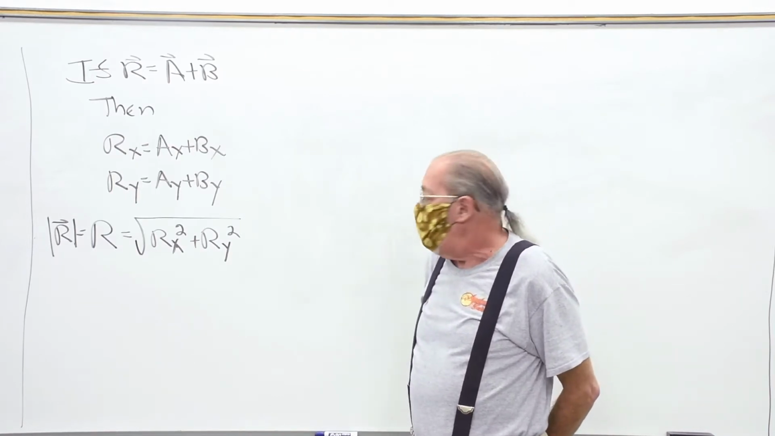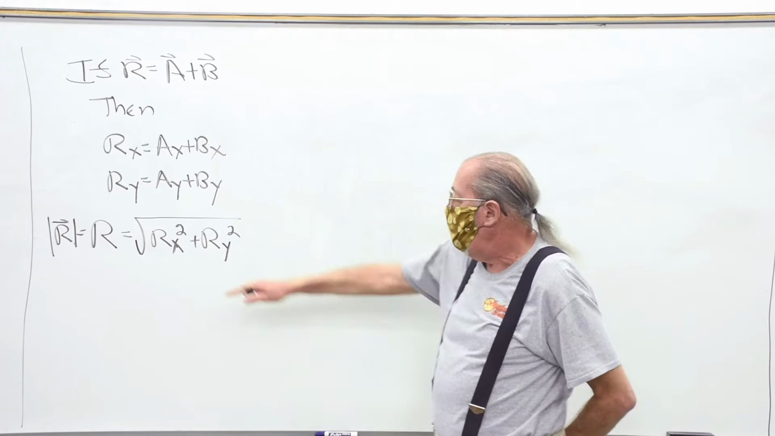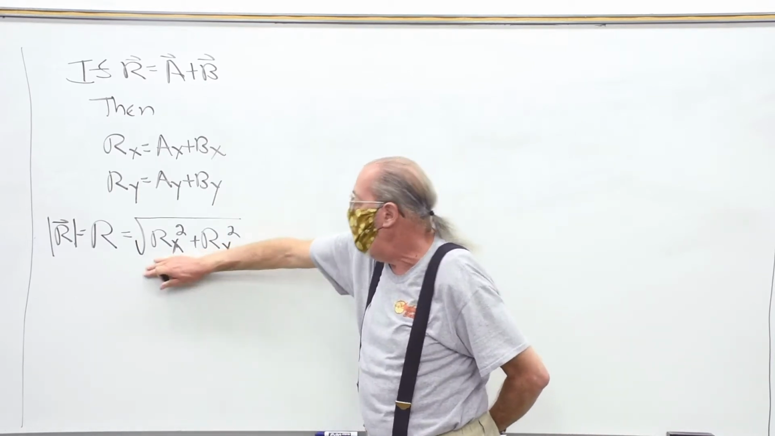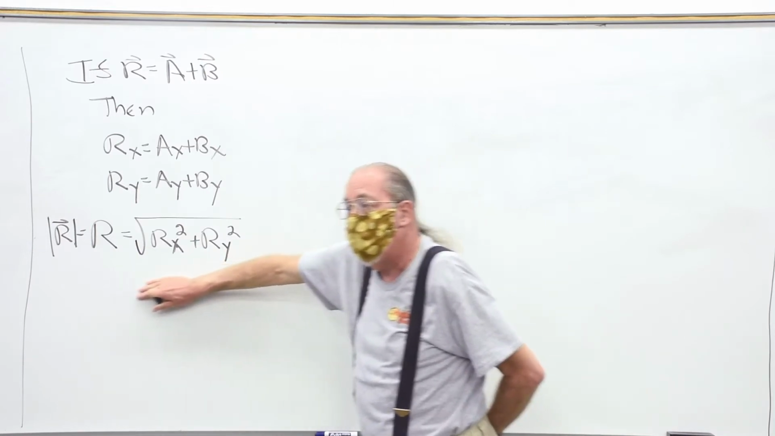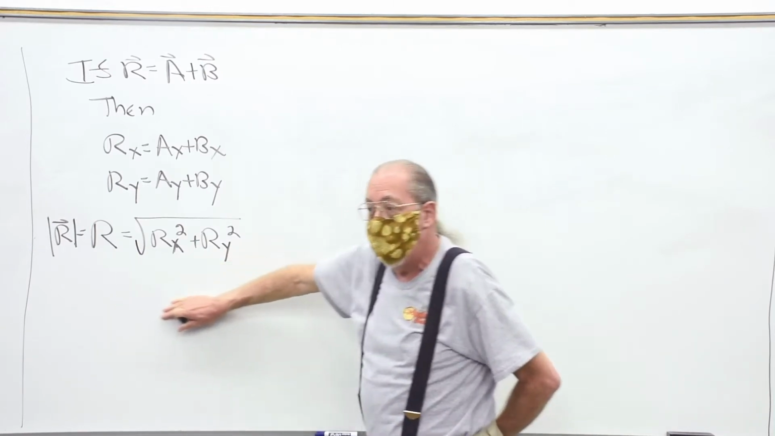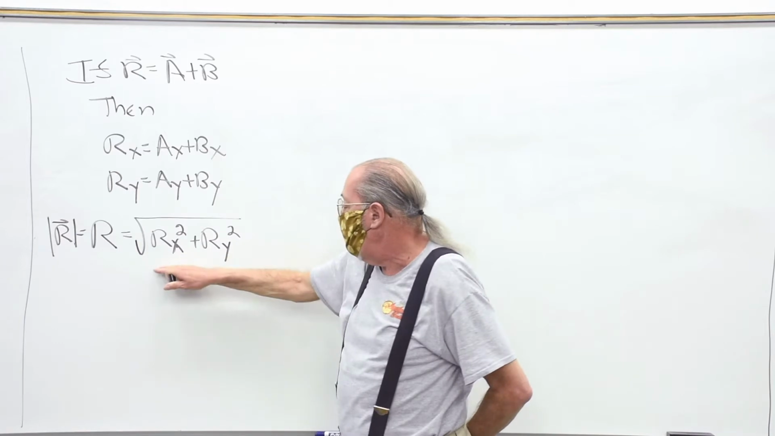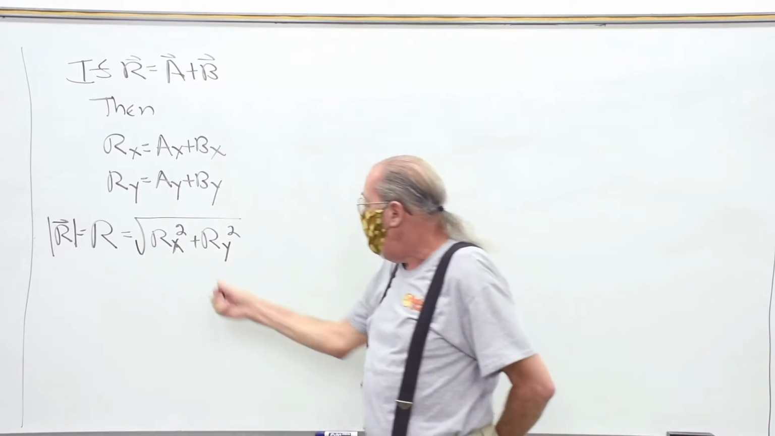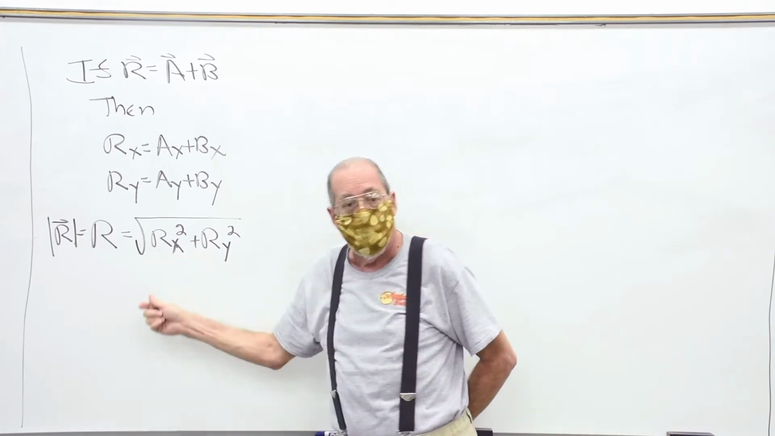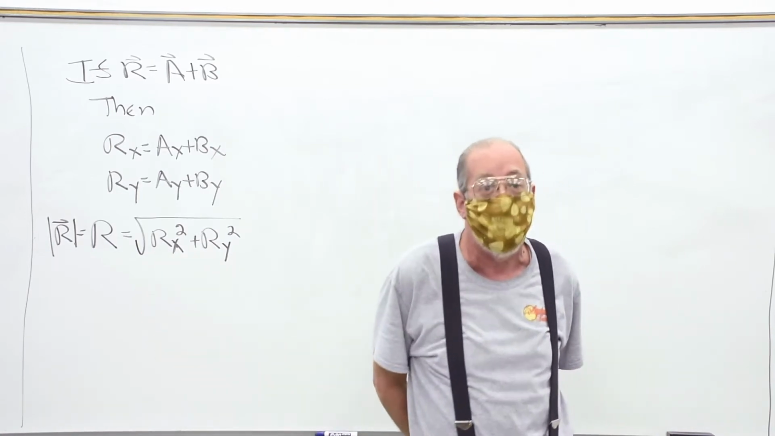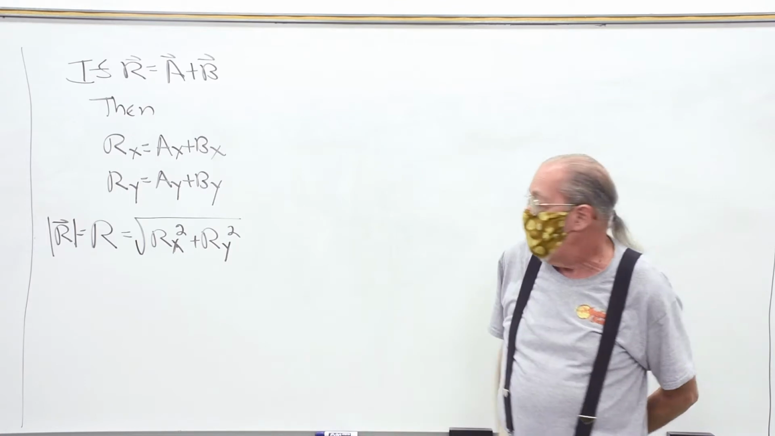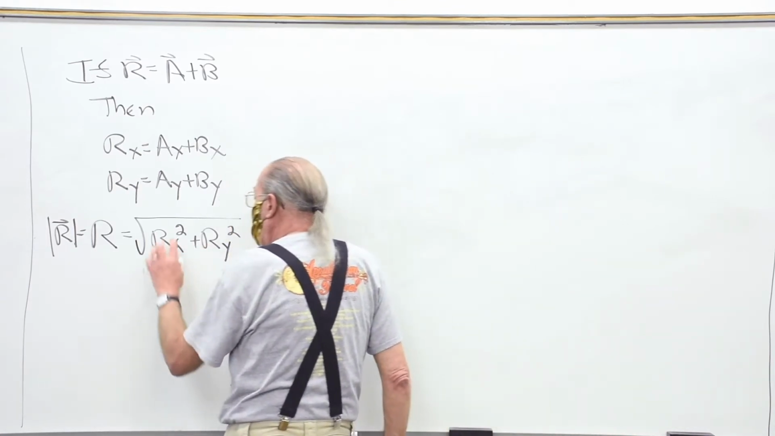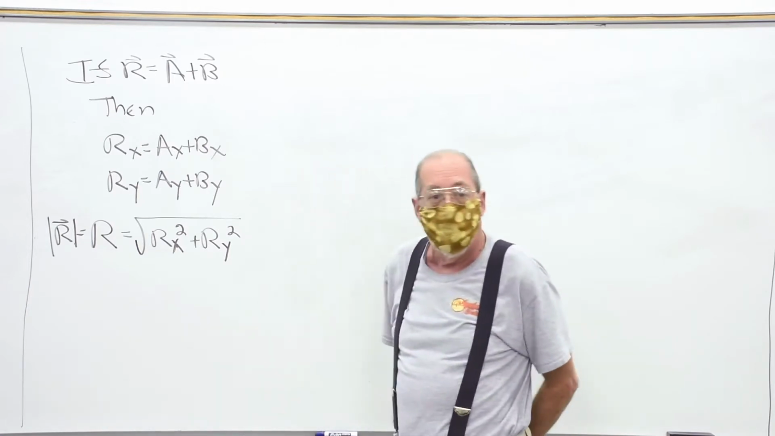And when you square a component, when you use the Pythagorean theorem, you never ever have a negative sign anywhere in here. When you square a negative number, you always get a positive number. You never subtract when you use the Pythagorean theorem. You always add, because when you square any component, whether it's plus or minus, you always get a positive number.